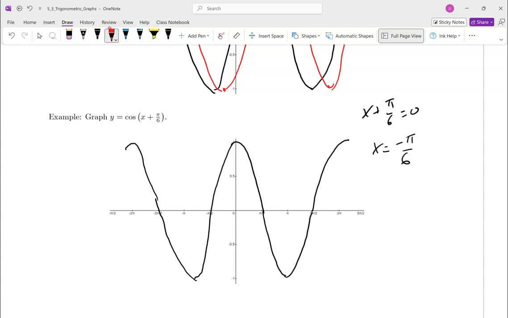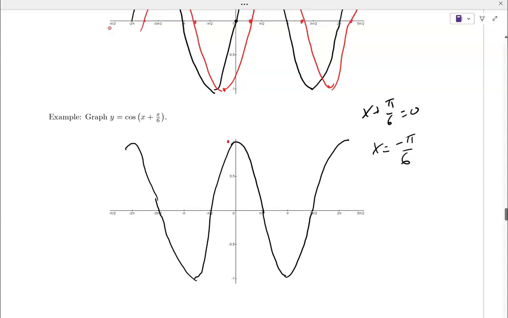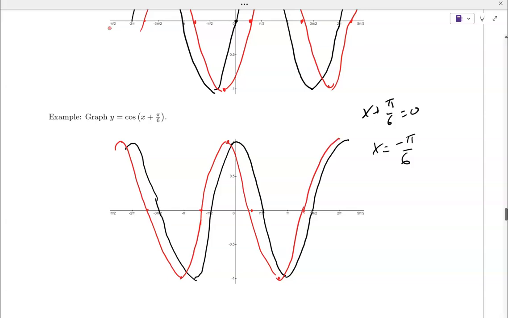We go pi over 6 to the left. Well, pi over 6 is about a third of the way over to pi over 2. So this point would be about here. This one would be about here. This is down at negative 1, so it'd be about here. This one's going to be about here-ish. Not looking for perfection. I'm just looking for you to convey the general idea to me. Okay? This one is about here, about here, here, here. Like so.